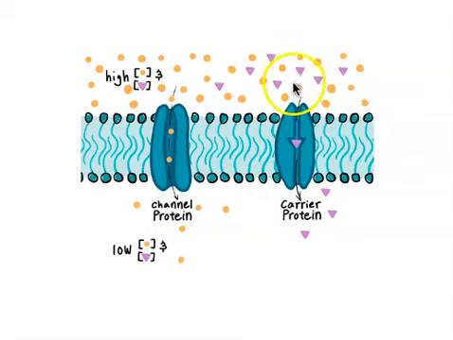Another pink triangle can come in through the opening and bind right here. The binding action will cause the protein to change shape. It will close up over here and open up over here. The pink triangle can then come out and the protein will go back to its original shape. So carrier proteins can function again and again and again. They can carry pink triangles, or whatever molecule they're carrying, across the membrane until the concentration gradient is gone, and then facilitated diffusion will stop.